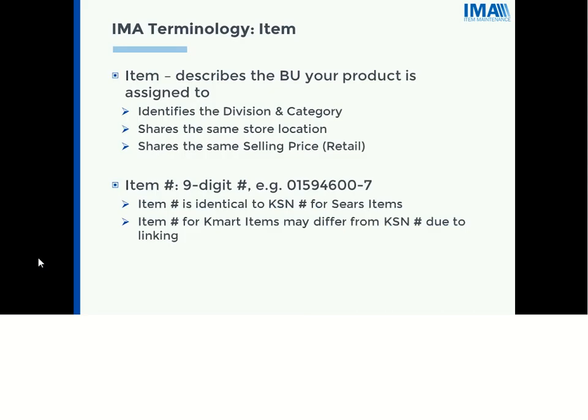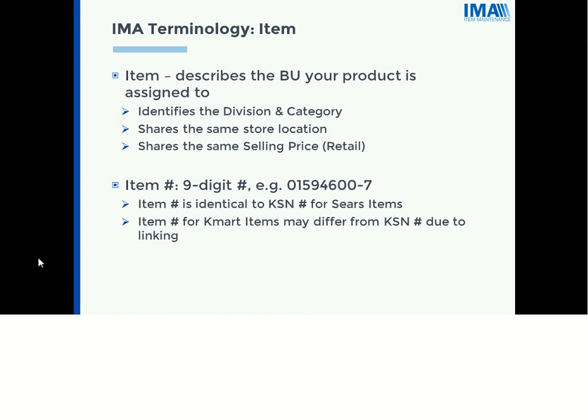The item describes the business unit that your product is assigned to. So think of this as the SHC hierarchy with the division and category. And some of you I know are Sears, and it can get a little bit confusing because there's an SHC hierarchy and there's also a Sears hierarchy. So most of the time, probably about 95% of the time, that division number for your Sears division and your SHC division are different.